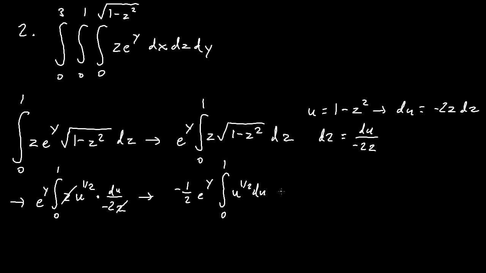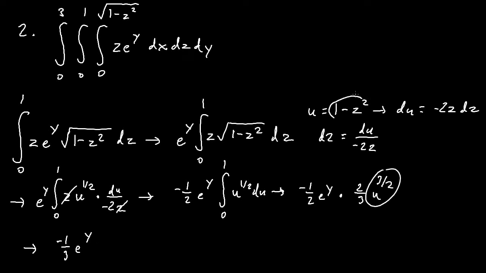Now the integral of u to the 1/2, let's write the constant first. We have negative 1/2 e to the y times the integral of u to the 1/2, which is 2/3 u to the 3/2. Now negative 1/2 times 2/3 is negative 2/6 or negative 1/3. So we get negative 1/3 times e to the y times u to the 3/2. Now u is equal to 1 minus z squared, so I substitute back in 1 minus z squared all to the 3/2.